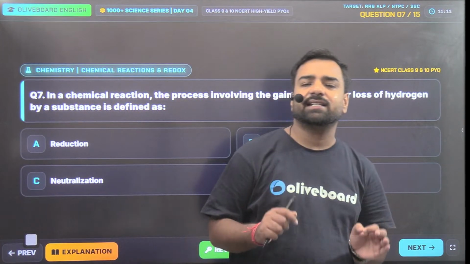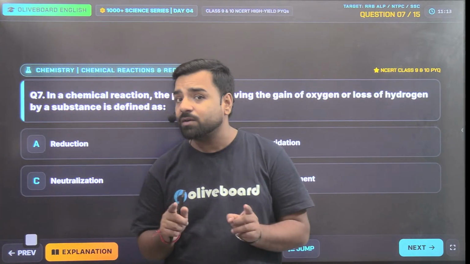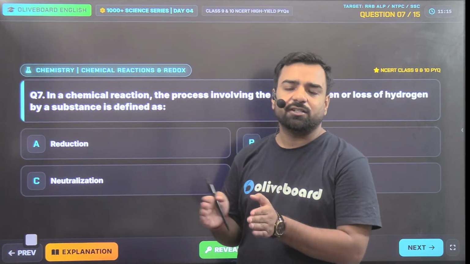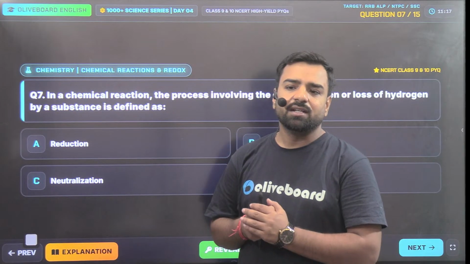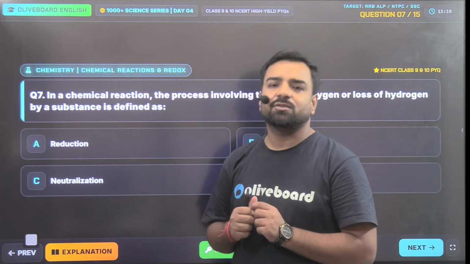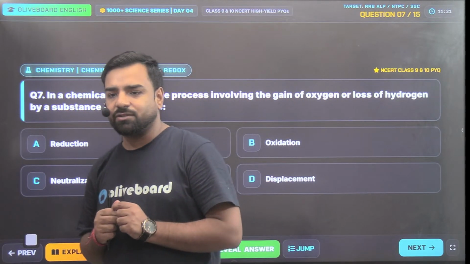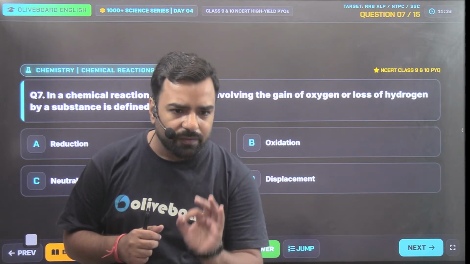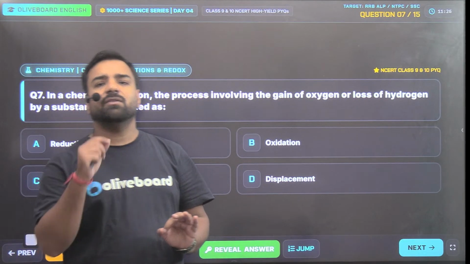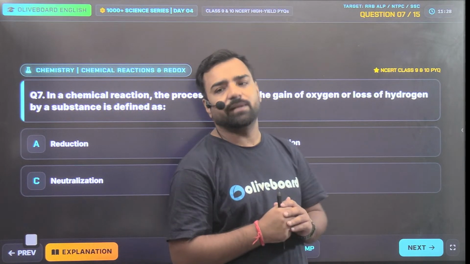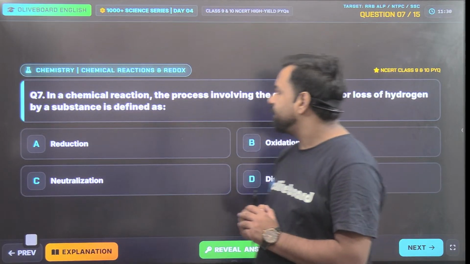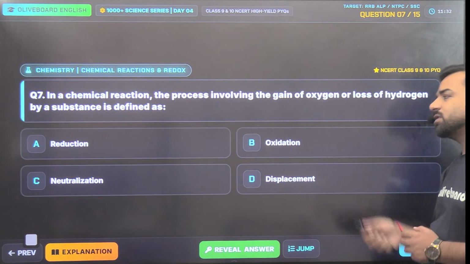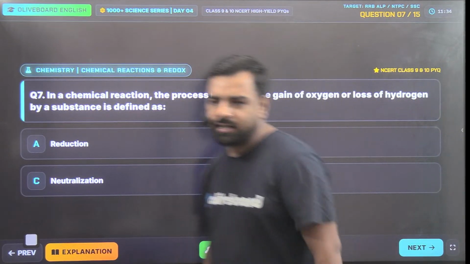So when HCl reacts with the sodium hydroxide, it forms NaCl, which is obviously the salt, and H2O, that is the water. So guys, neutralization reaction is also known as the double displacement reaction. So do not get confused. It's always the neutralization reaction which is double displacement in nature. Okay. So yep, the process involving the gain of oxygen, so obviously it is going to be the oxidation answer.